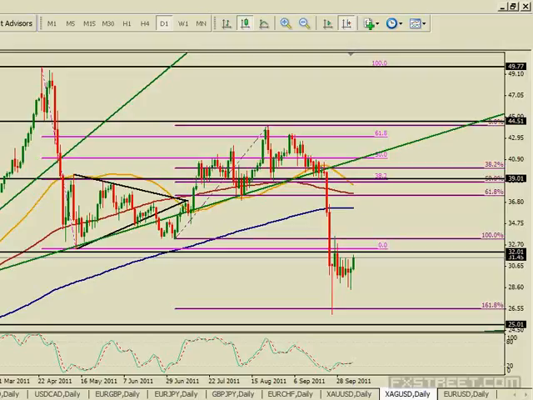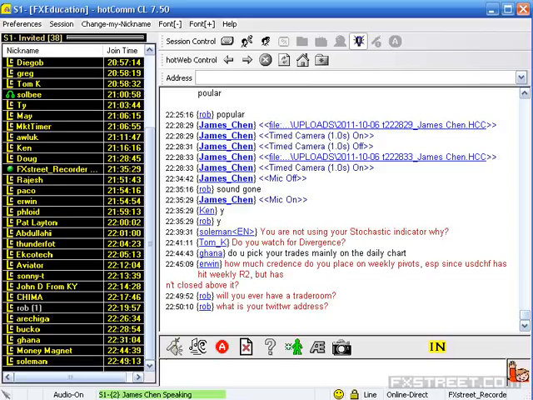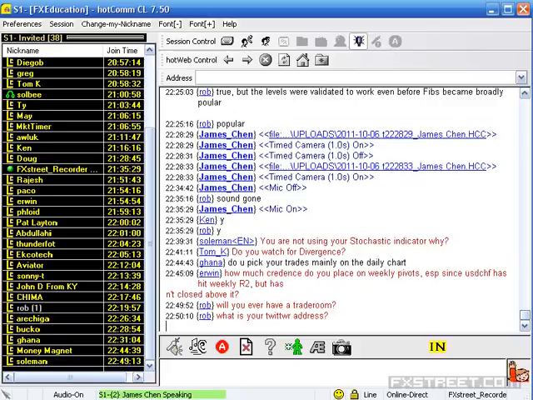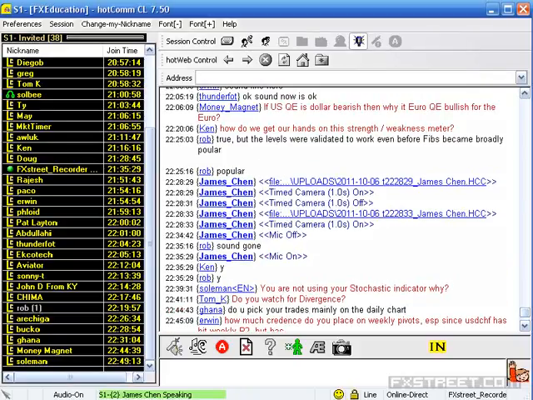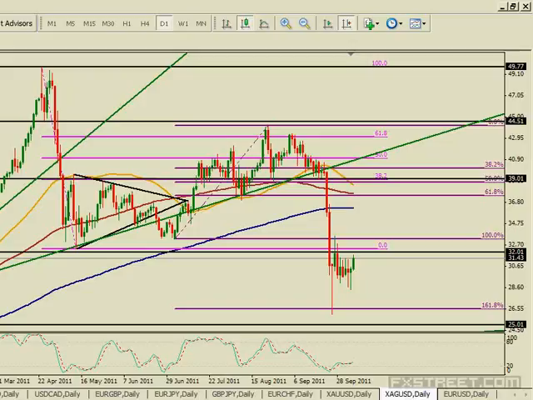Erwin, how much credence do you place on weekly pivots, especially since dollar Swiss has hit weekly R2, but hasn't closed above it? Erwin, great question. I don't have my weekly pivot points here. I usually use daily pivot points. But pivot points are also another way to look at support and resistance along with Fibonacci. Again, not for me any magical properties, just that a lot of people traditionally have been looking at pivots as well. But if you say that that's the case, I don't put that much credence in pivots.